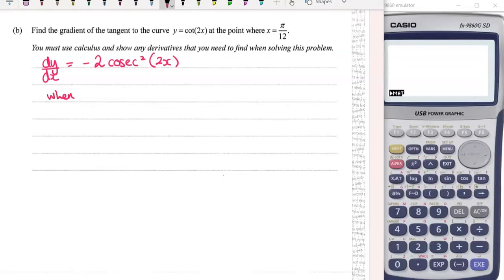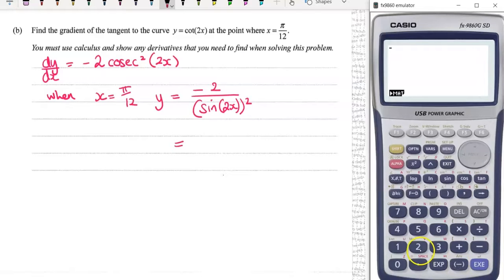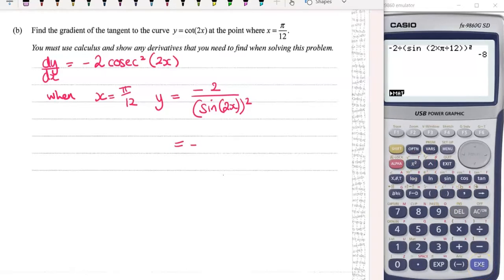Now, when x is equal to pi by 12, y would be equal to minus 2. Cosec is 1 over sine, so this will be sine of 2x, and then the whole thing gets squared. So pop that into the calculator. We'll be doing minus 2 divided by sine of 2 times pi divided by 12, and that thing will be squared. We get an answer of minus 8.